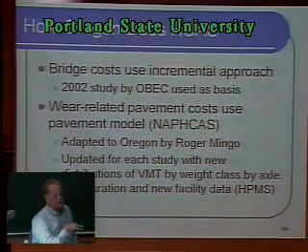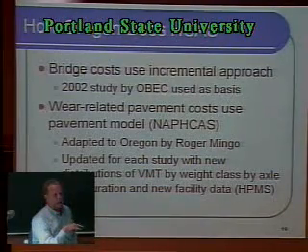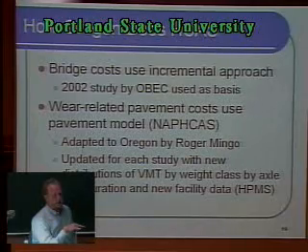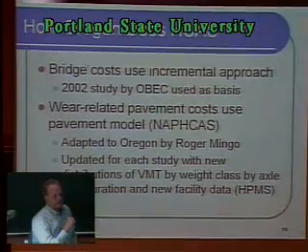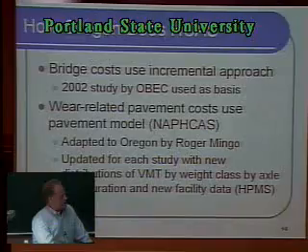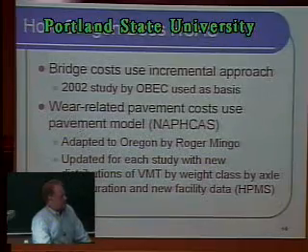They also looked at 3 different bridge designs. There was a relatively short single-span bridge, a long single-span bridge, and a 3-span bridge. So all of the bridges that get built get matched up as closely as possible to one of those 3, and the allocators for those are used. The wear-related pavement costs use the federal pavement model, which was adapted to Oregon by Roger Mingo.